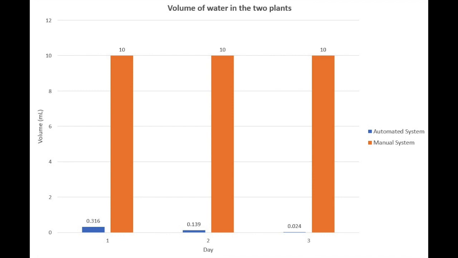This shows that our hypothesis was true, as more water was used in the manual system than our automated system, while the moisture levels for both plants were within the optimal range.